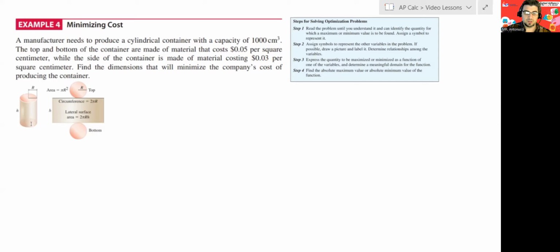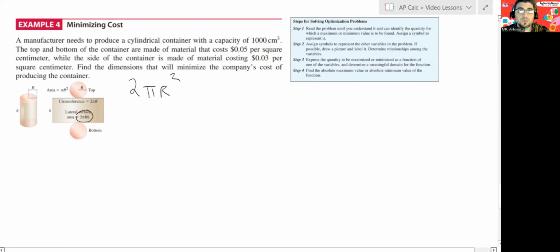And then if you slice it down one side and lay it flat, the lateral surface area that goes around the sides ends up being a rectangle. And so the lateral surface area is 2 pi r times h, where r stands for the radius. The top is a circle, so its area is pi r squared, and so is the bottom. So the total area of the top and bottom is going to be 2 pi r squared, and then the lateral surface area is 2 pi r h.